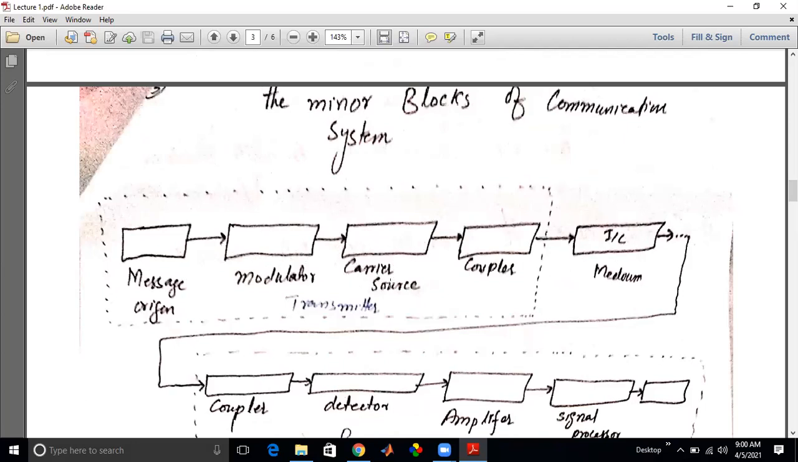And this carrier source will be either optical diodes, or oscillators in the case of electronics, and they will generate the frequency. And there will be a coupler. It will feed the signal from the transmitter to the information channel. This is the function of the coupler.